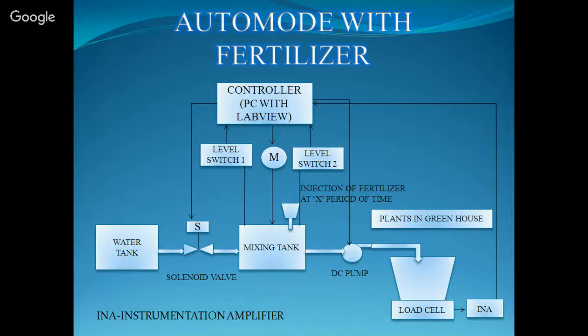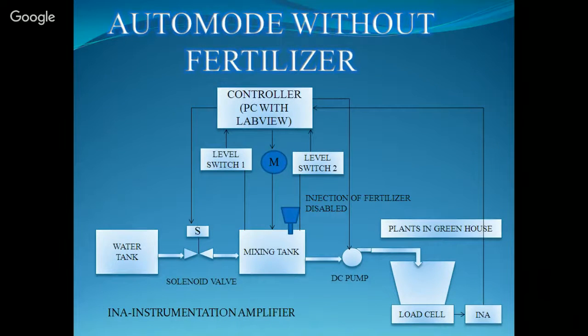Next, we shall see auto mode without fertilizer. The next mode of operation is auto mode without fertilizer. This method is similar to that of auto mode except the fertilizer is not injected. As fertilizer is not injected, there is no need for performing the mixing operation. The load cell measures the percentage of moisture content, and when it is less than 30%, the irrigation process is started.